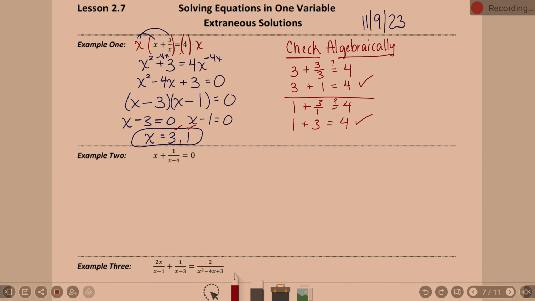These both work. Okay, so we'll talk about 2, 3, and 4 on Monday. Okay. Plan to work tomorrow.